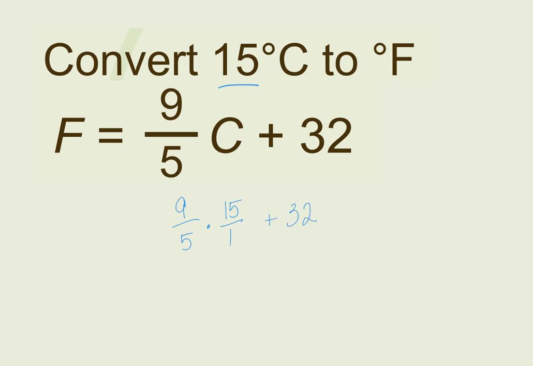When we're multiplying fractions like we're doing here, we can cross cancel. The 5 and the 15 cancel to 1 and 3. So we have 9 times 3, which gives us 27, plus that 32. And we will get that 15 degrees Celsius is 59 degrees Fahrenheit.